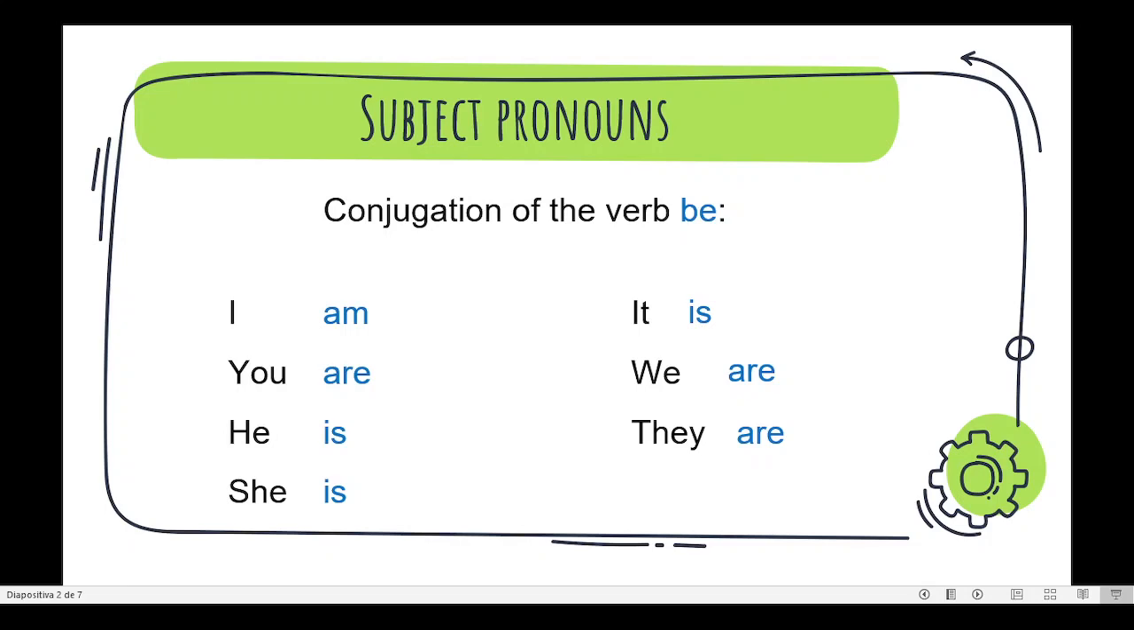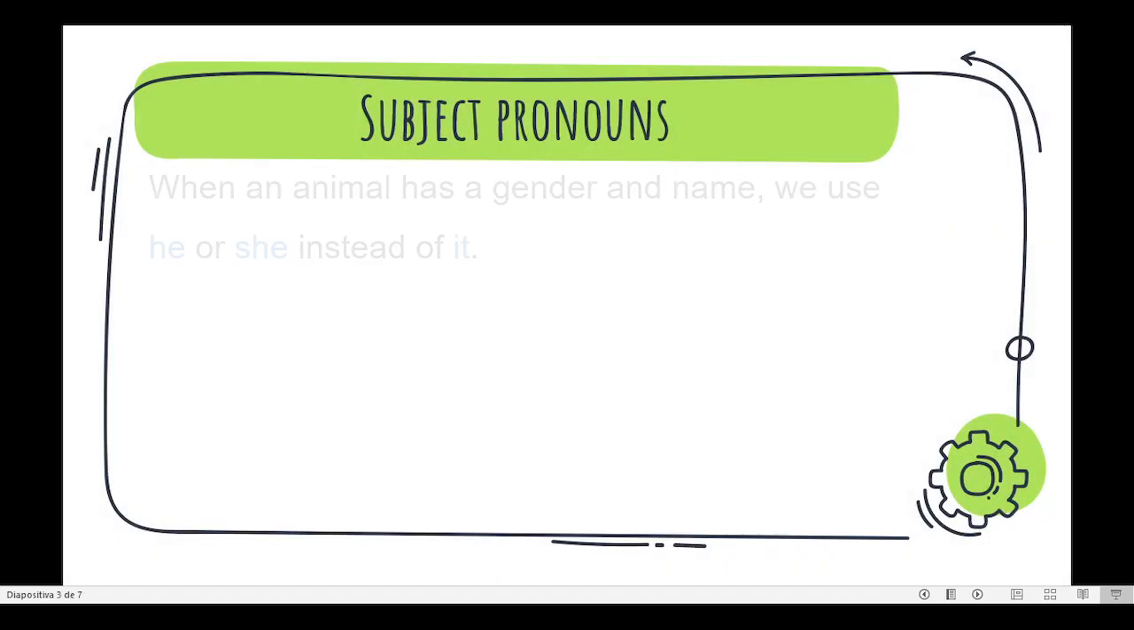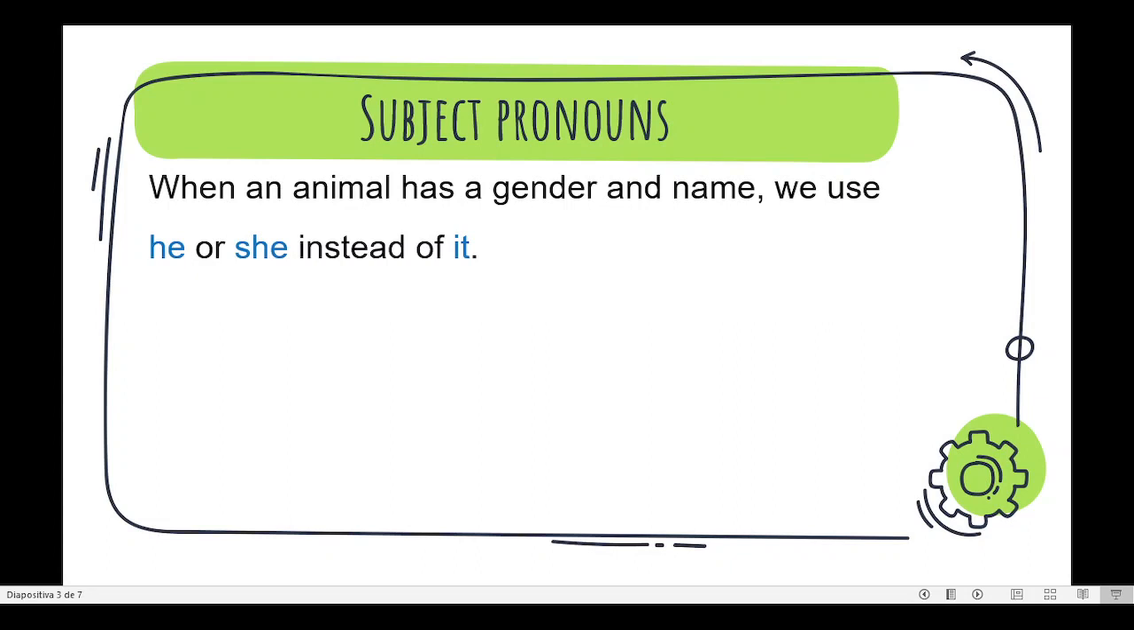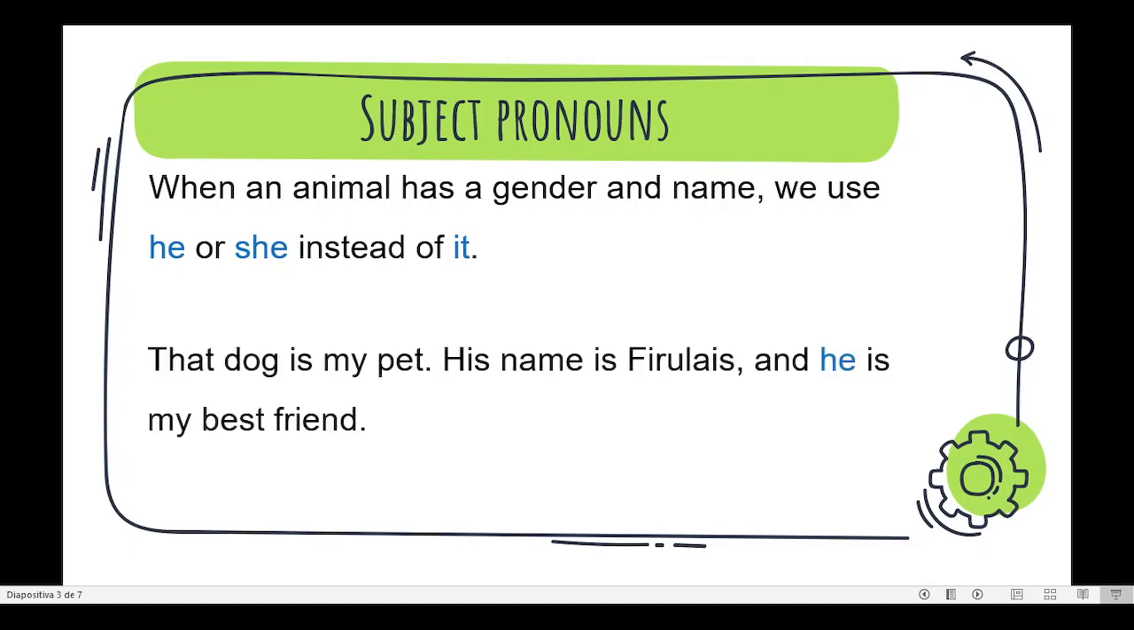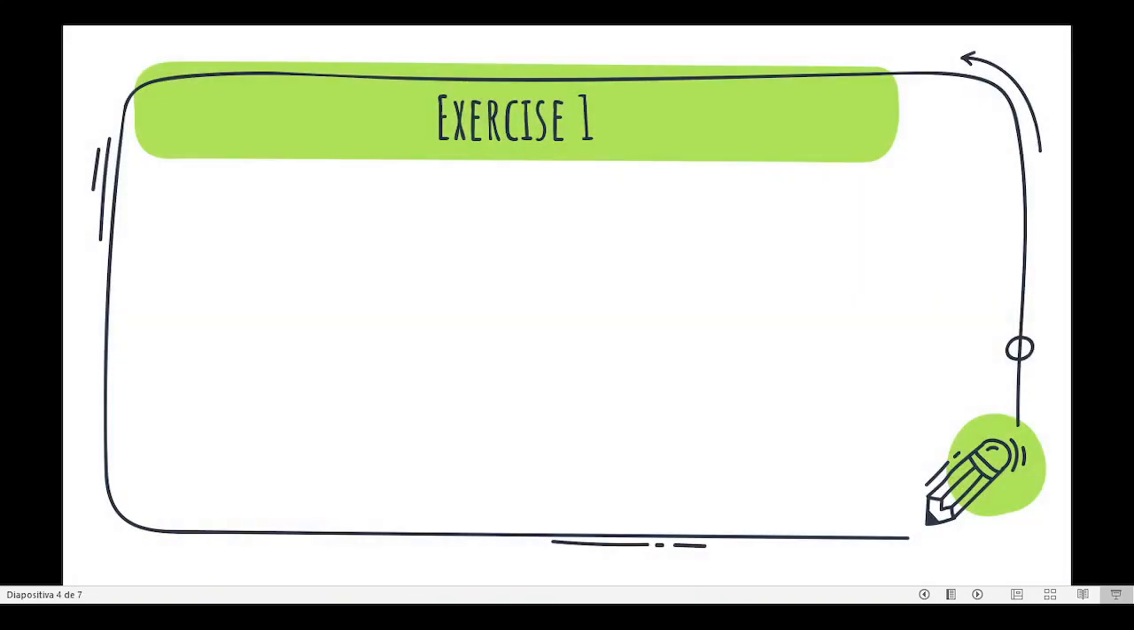Excellent. Let's continue with an important rule. When an animal has a gender and name, we use he or she instead of it. For example, that dog is my pet. His name is Firulais, and he is my best friend. Excellent, everyone. Let's continue with an exercise.